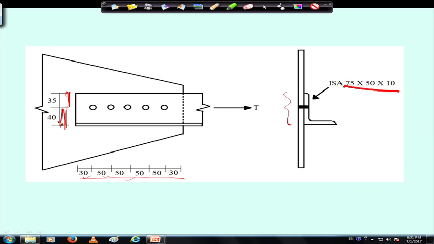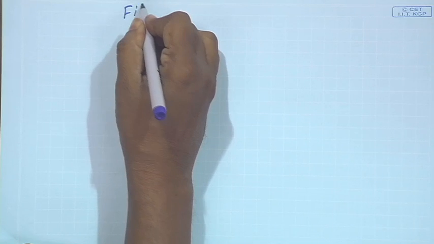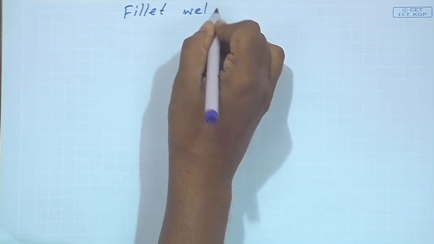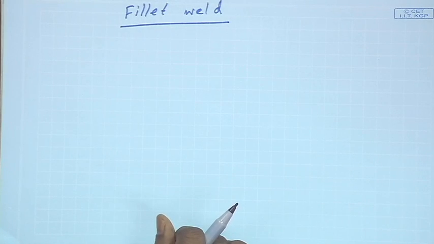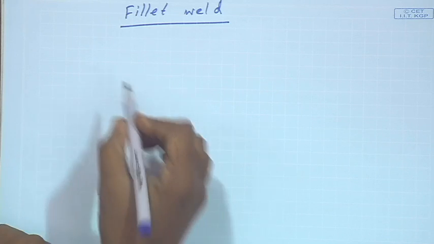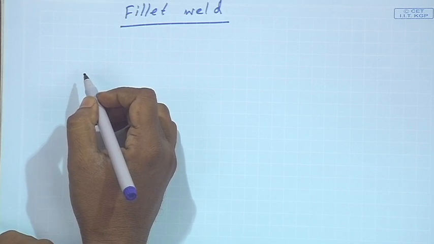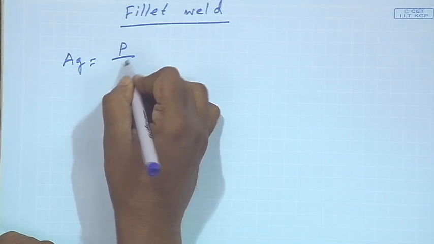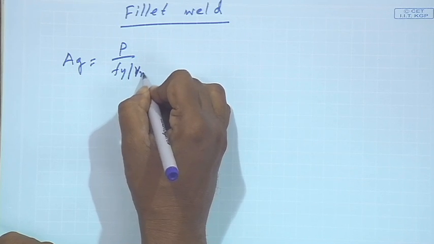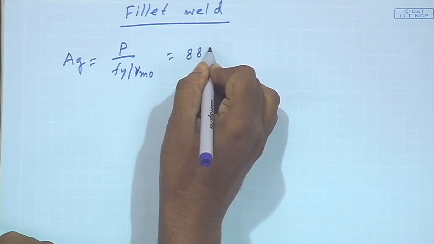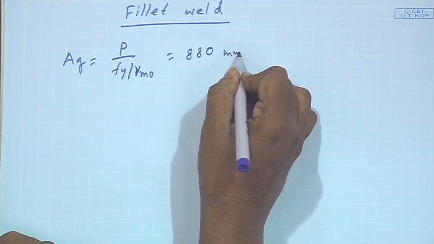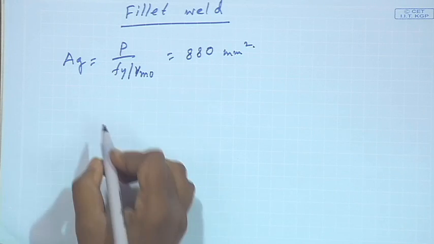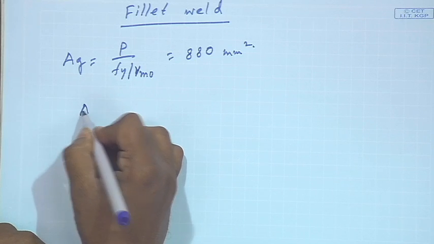Now, if the same member is connected with fillet weld, then how to find out the strength, that we will see. So, here we can see that AG will be the same, because that is P by Fy by gamma m0. So, that is 880, right. Now, here ANC and AGO we have to find out.